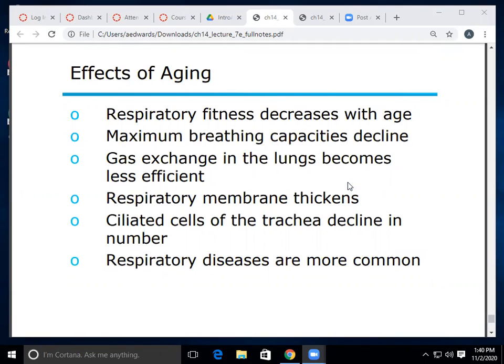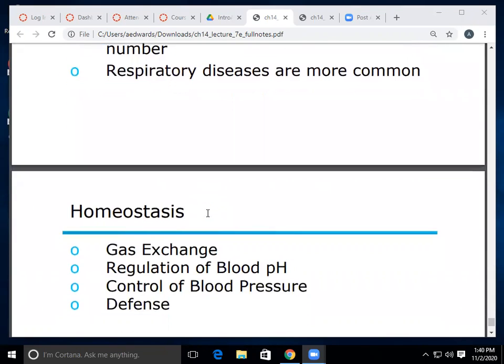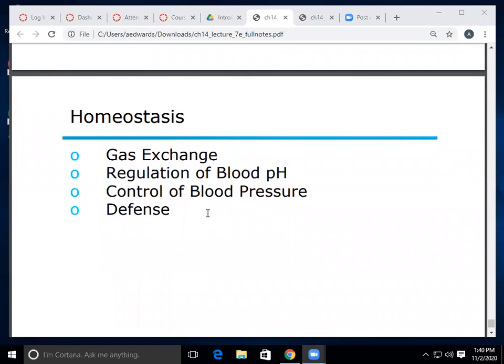So aging, respiratory fitness decreases as you get older. Typically you have lower breathing capacity. Gas exchange is less efficient. You get a thickening of the respiratory membrane, which makes gas exchange more difficult. You get fewer ciliated cells in your trachea, so you can't capture all of the things that get into your air supply. Respiratory diseases become more common.